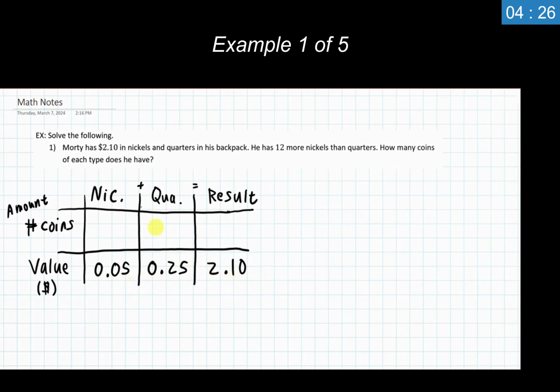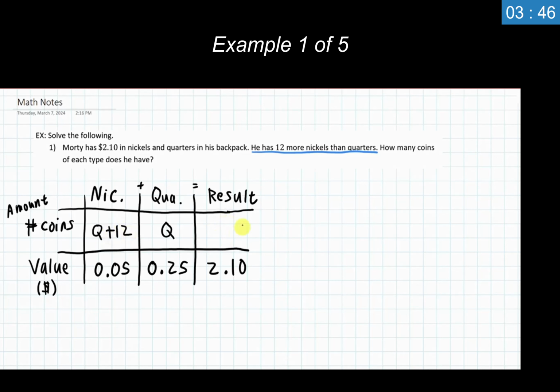Perfect. So we just filled that in, some common knowledge or maybe information that's been given to us. Now, what do I know about the number of nickels and the number of quarters? Well, I don't know either of these amounts specifically. However, I have been told in the problem that he has 12 more nickels than quarters. So that tells me that if I know the number of quarters that Morty has, the number of nickels is going to be the number of quarters plus 12, because we're told he has 12 more nickels than quarters. So it's the number of quarters plus 12.